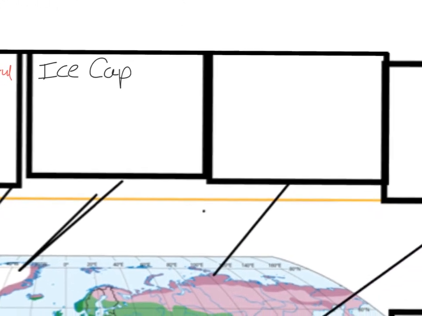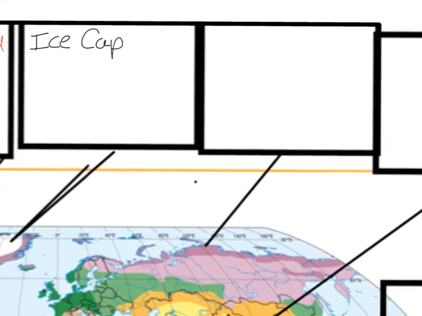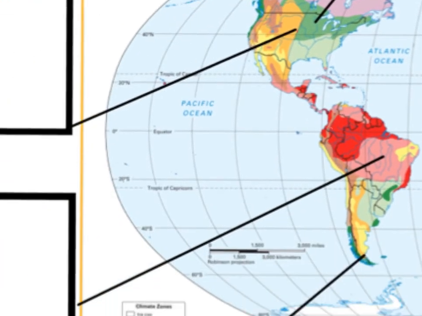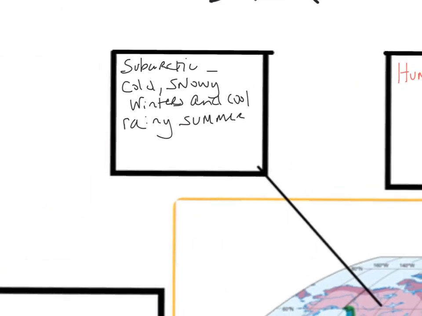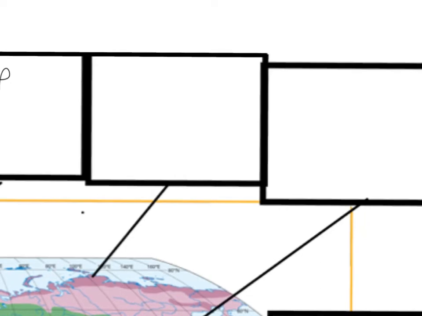All right, so again, I'm still continuing over. I look at my next one. I see it's that dark purple. And we said that this one was subarctic, that light purple. So now I got to look for that dark purple, which tells me that it's tundra. So in my box, I write tundra. And then you guys are going to go through and define it.